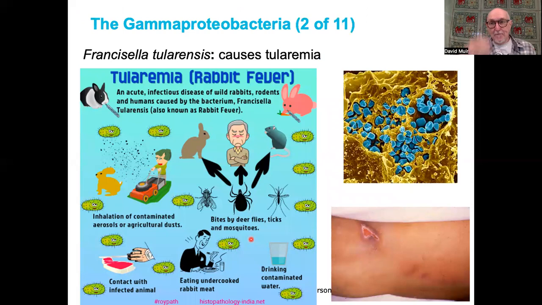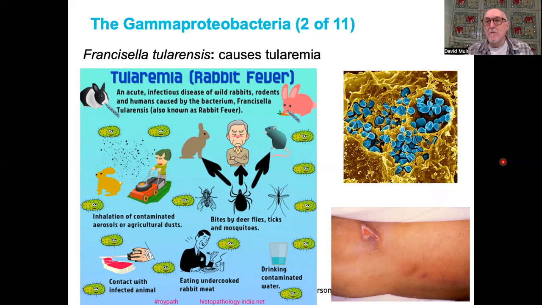Okay, the next one is a disease that you may well have heard of, and this is tularemia. It is caused by this gamma proteobacterium called Francisella tularensis. It is named for the area where it was first recorded, which is Tulare County in California. And it was most commonly associated with infections caused by contact with rabbits.